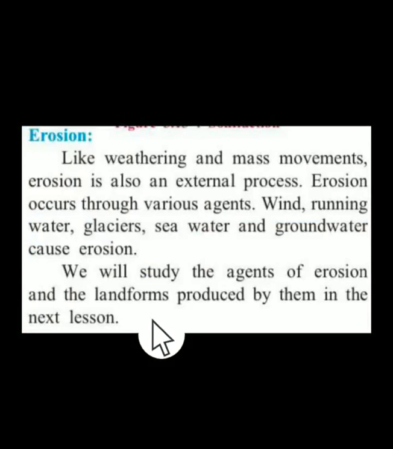The last one we have got is erosion. Now what do you mean by erosion? Like weathering and mass movement, erosion is also an external process. Erosion occurs through various agents like wind, running water, glaciers, sea water, groundwater, etc. Agents are nothing but mediums through which erosion can take place.